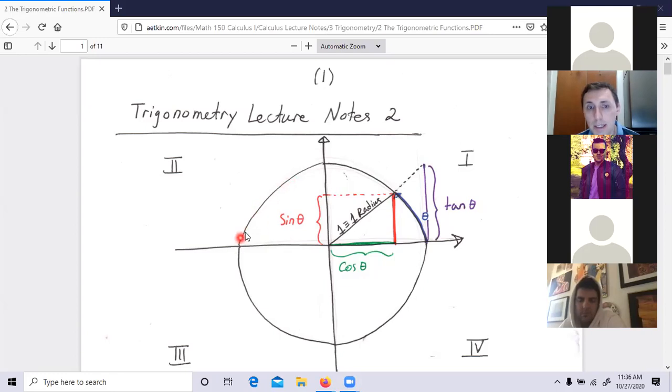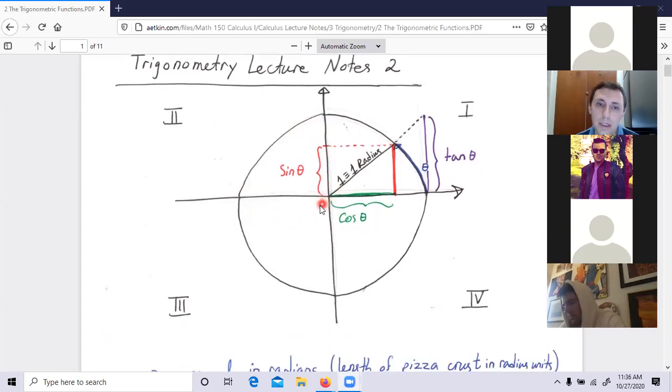Tangent in the second quadrant is negative. You see, because we have cosine negative and sine positive, yes? Sine over cosine in the second quadrant will be a negative quantity. And cosine will be close to 0. So it will be +1, essentially, divided by something smaller than 0, 0 minus, yes? That will be minus infinity.